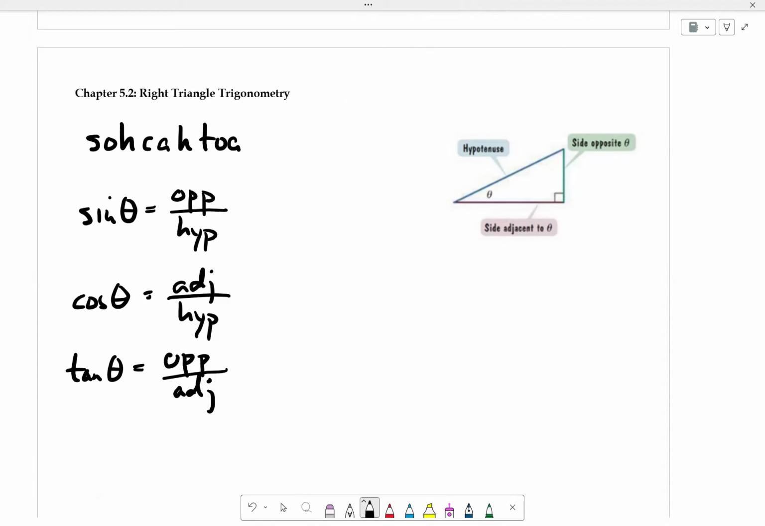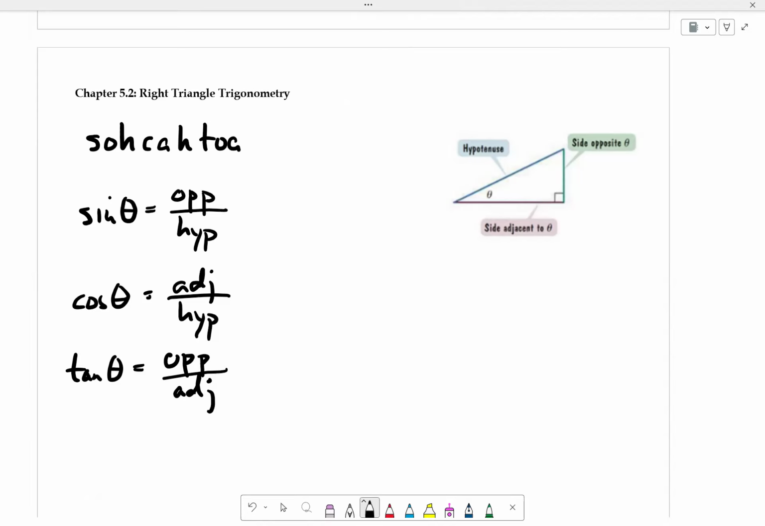With reference to that angle theta, one of the legs is opposite, the other one is adjacent. So you have to be able to identify these appropriately. So these are the 3 basic trigonometric ratios. You know how many trig ratios there are total, though? There's 3 basic, but there are 6 trigonometric ratios.